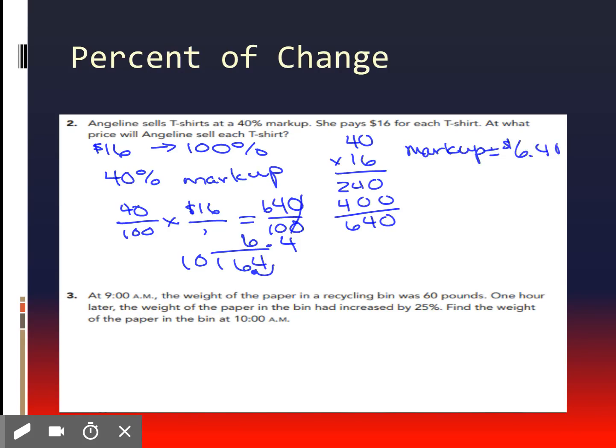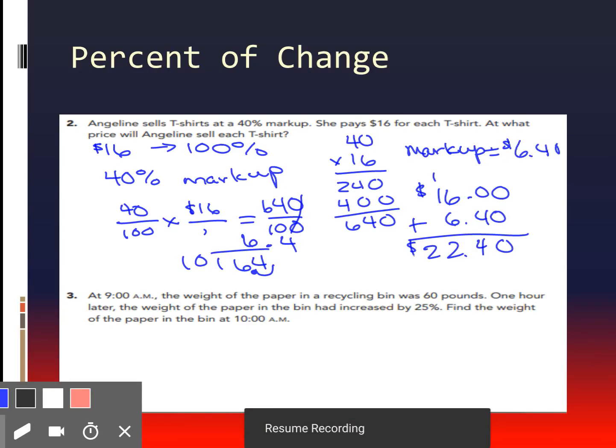So then the total cost is going to be our original cost of $16 plus our $6.40. Please don't forget to add in our zeros here. And you'll see that your total cost is $22.40. Please pause your video and give number 3 a shot, and then come back in a moment and check your answer.